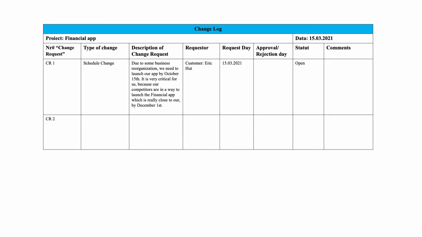For example, we have change request number 1. We have the type of change, schedule change. The name of our project is financial application, so we must develop financial applications. And our customer, Eric Hart, says that due to some business reorganization, we need to launch our application by October 15. It's very critical for them because their competitors are on the way to launching the same application. So, the request day is March 15. We don't know yet the approval or rejection day because we need to make some assessments. Therefore, the status of this change request is open.